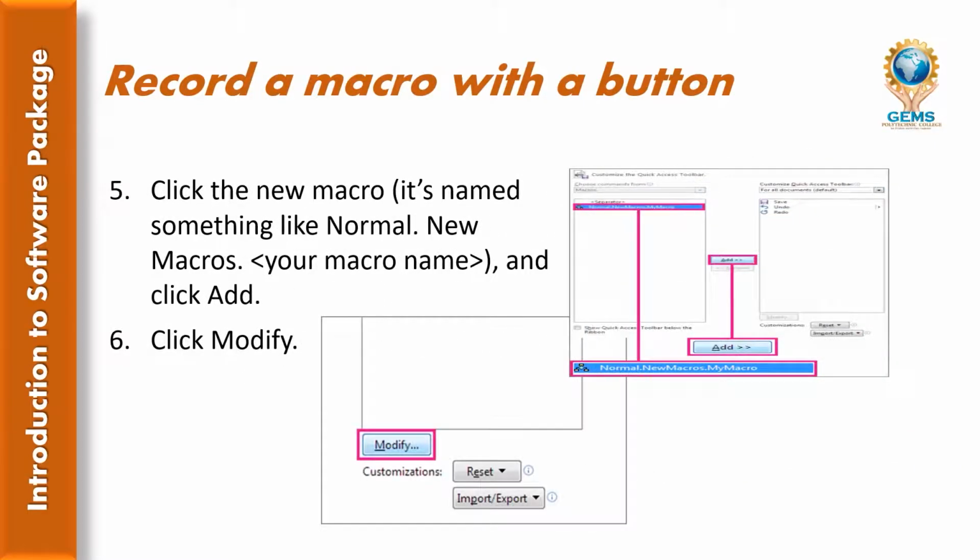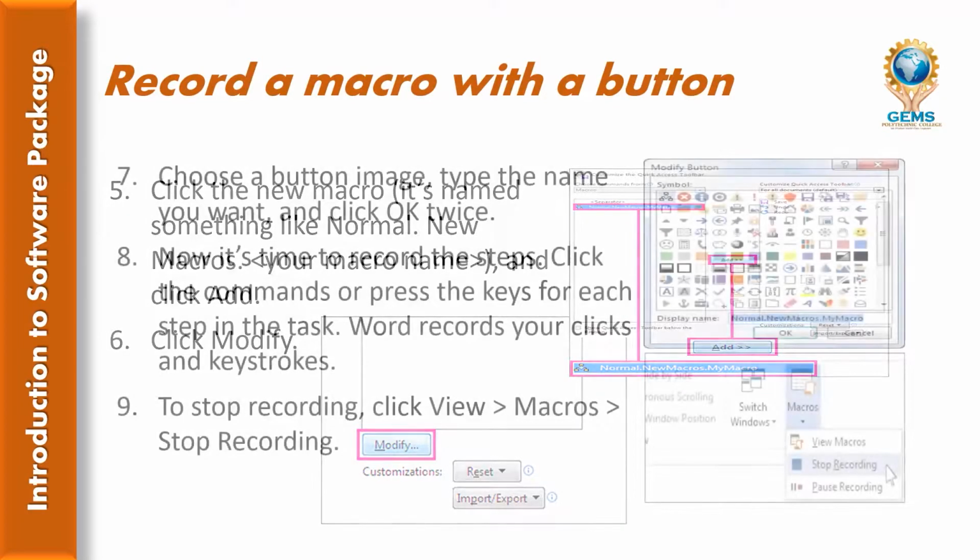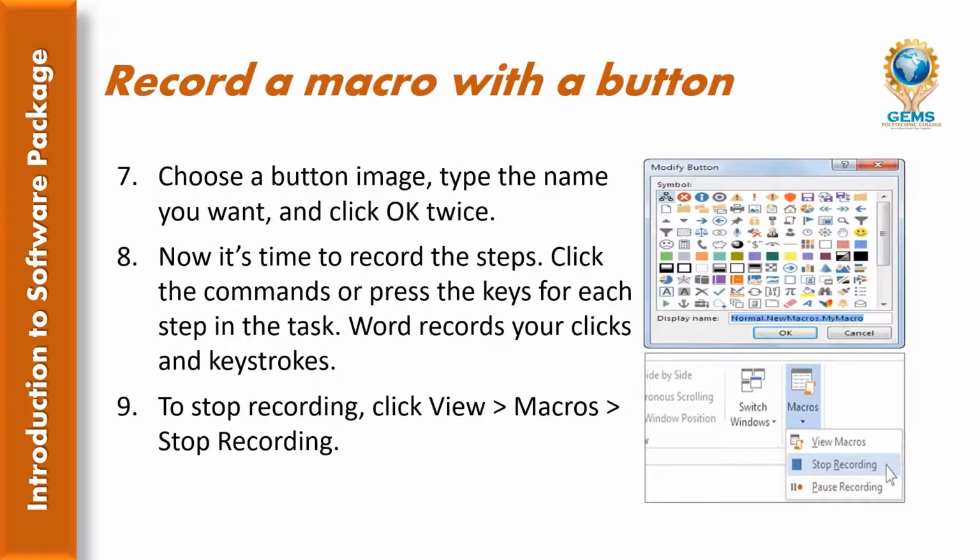After clicking the new macro, it's named something like Normal. Then go to the new macro, give a new macro and click add. Suppose you want to modify that macro, you can click modify. Then you have to choose a button image and type the name you want and click OK twice. So you can select the button image or modify the image and the display name from the dialog box and click OK twice.